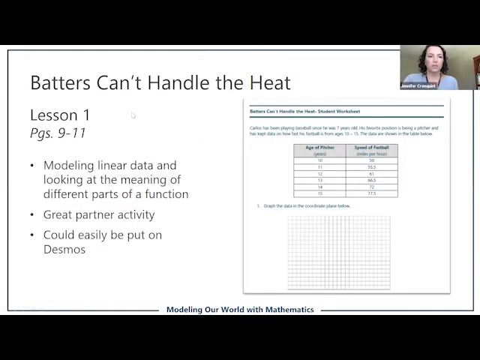So lesson 1 starts on pages 9 through 11. Batters can't handle the heat. So students will be looking at modeling linear data and the meaning of the different parts of a function.